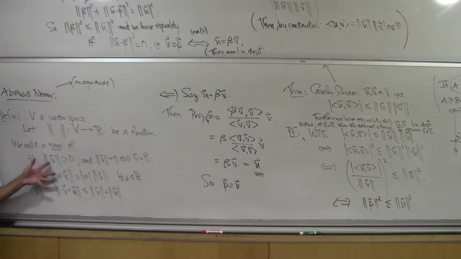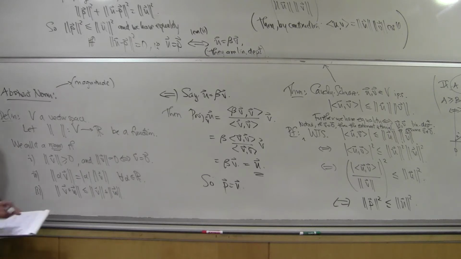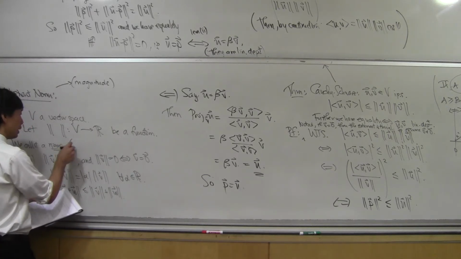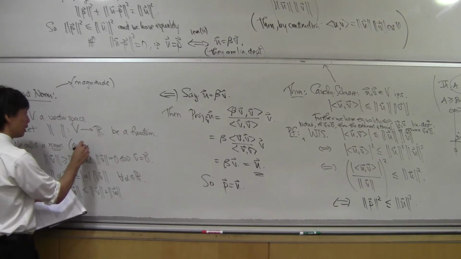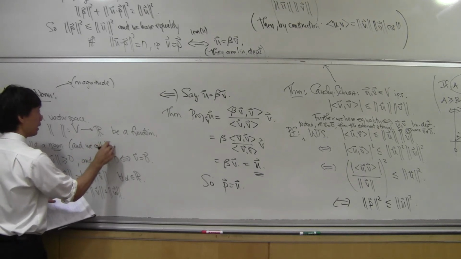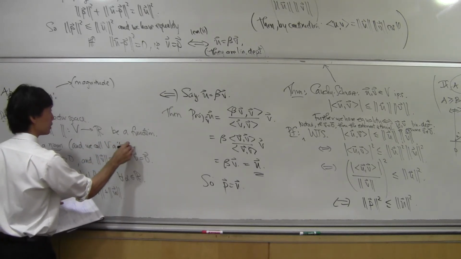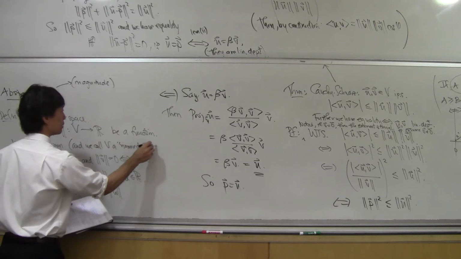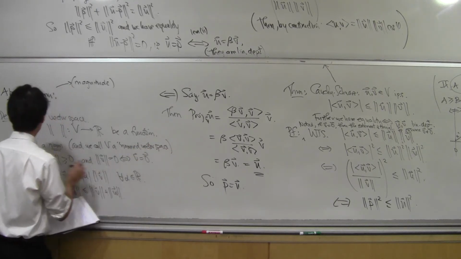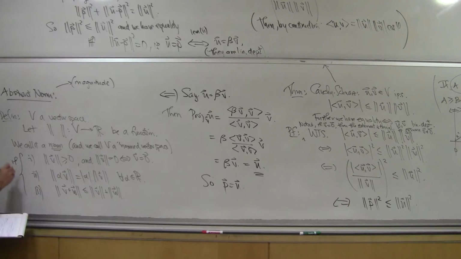So these are all things that magnitude does, right? If you're back in Euclidean space, you think about magnitude. Magnitude has all these properties, right? And so we're saying we'd like something for our abstract vector space that has these properties, and if it does, we call it a norm. And we call V a normed vector space, if all of these three things are true.